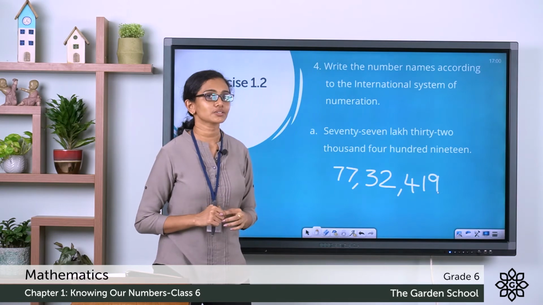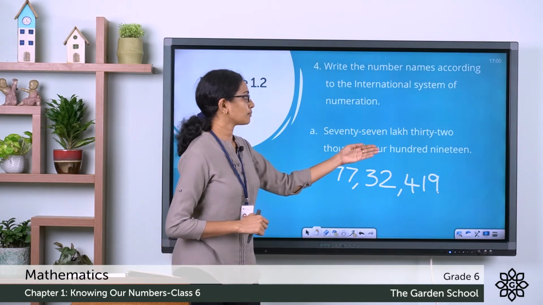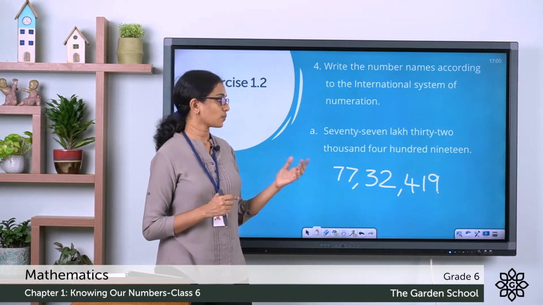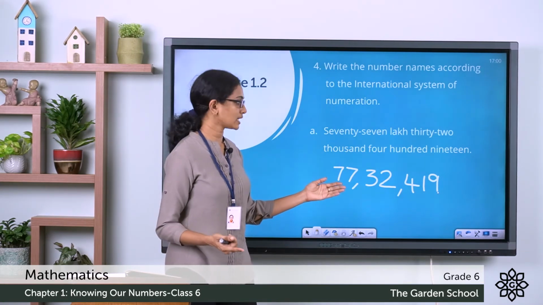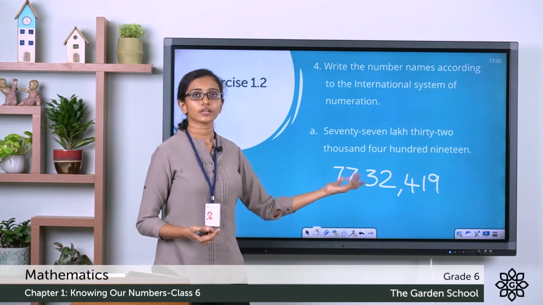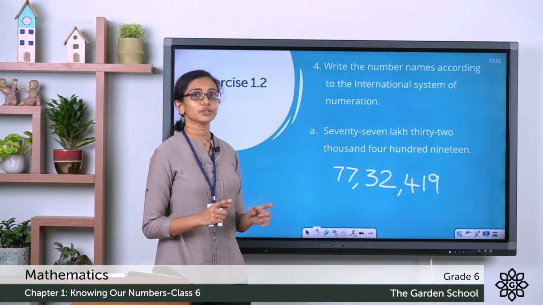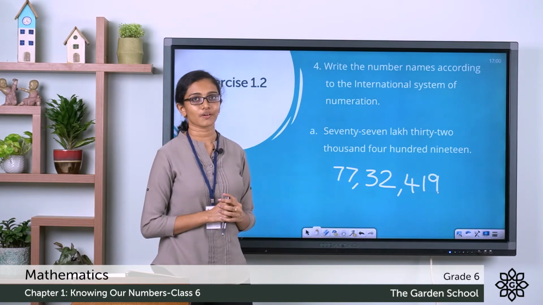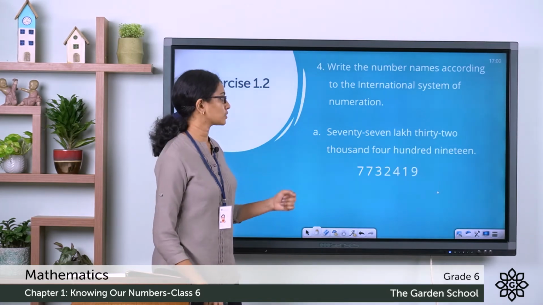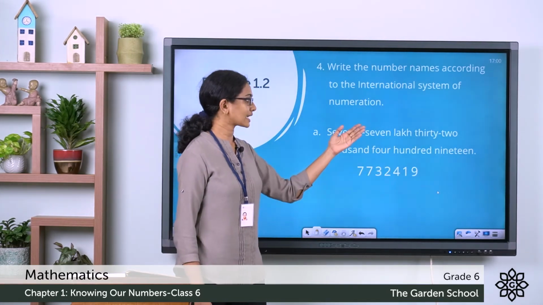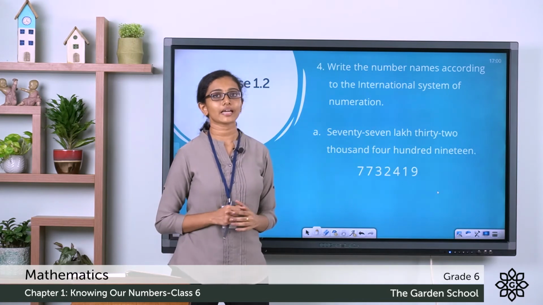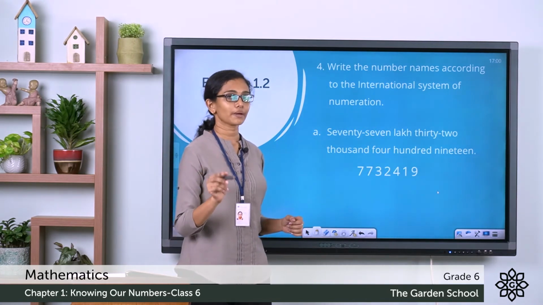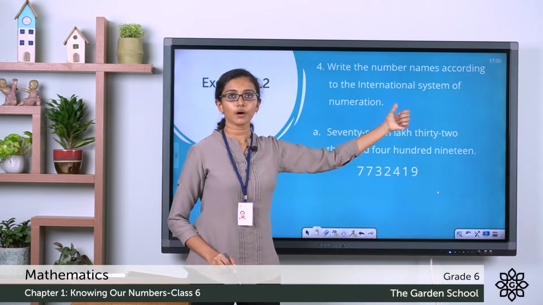Now what you are asked to do is to change this number name into the International System of Numeration. So for that, the next step you can do is to just take away the commas from this number, and you have to reinsert the commas based on the International System of Numeration. Let's see how we can do that. So here we have the corresponding numeral without any commas in between. Right now, we are going to insert commas based on the International System of Numeration.